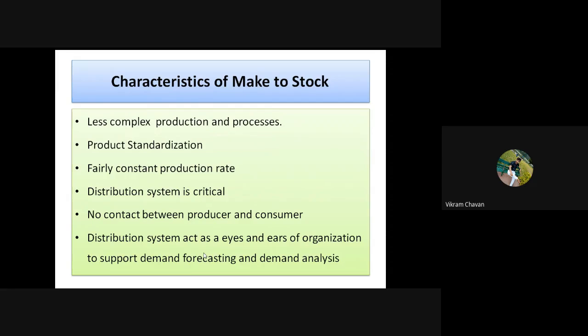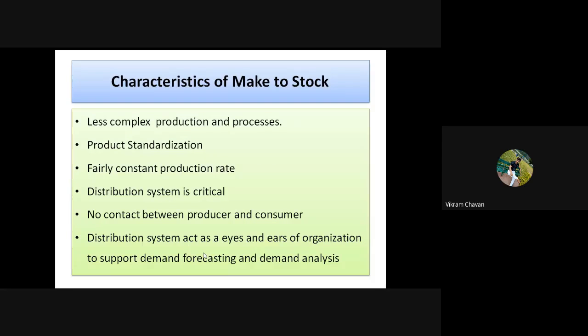Demand is not fluctuating that much, so the production is fairly constant. Then the distribution system is critical. In make to stock production, the distribution system is very critical, because the product should not stock out from the market. The buffer inventory, or the stock, should be maintained at each and every distribution point. So the distribution system is critical in this type of production.